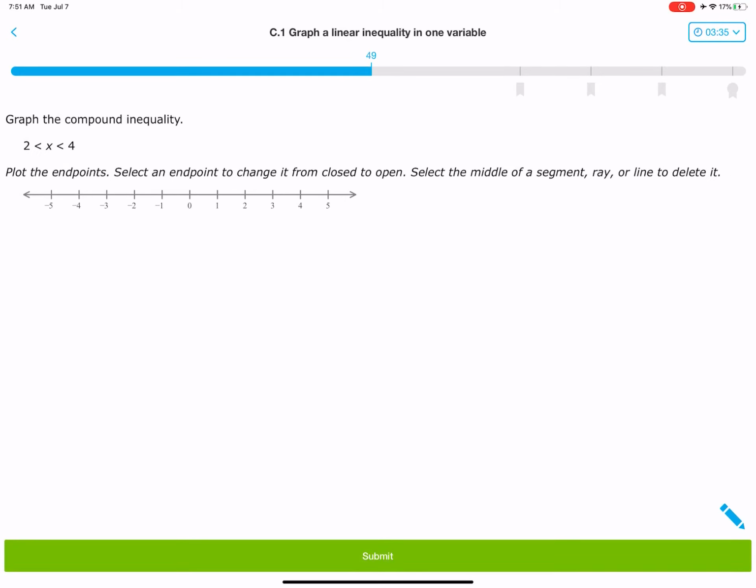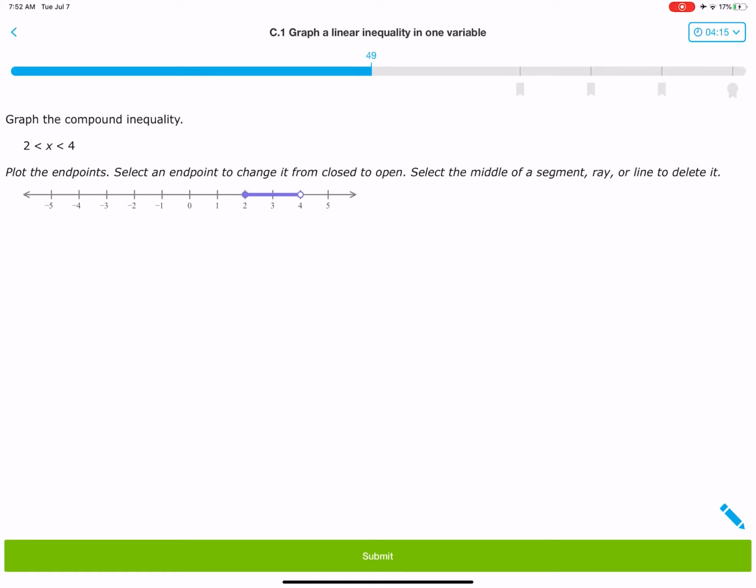Okay, so now we got problems like this one. So we got 2 is less than x is less than 4. Okay, so that means that the values are going to be between 2 and 4. So x is less than 4. So we know that we're going to have a point on 4, okay? And x is going to be less than it. But we also know that 2 is less than x. Therefore, x is greater than 2.